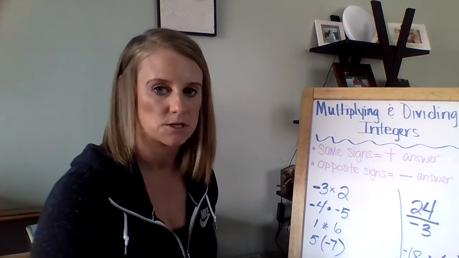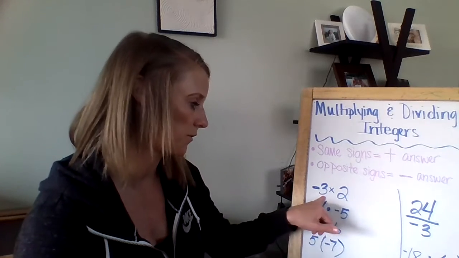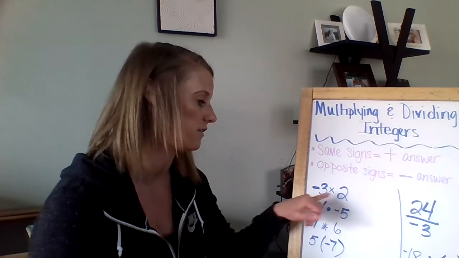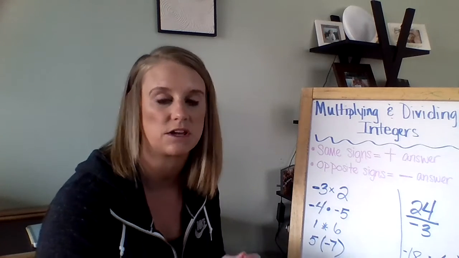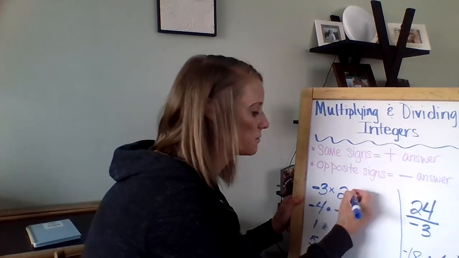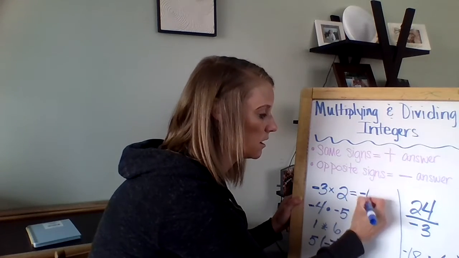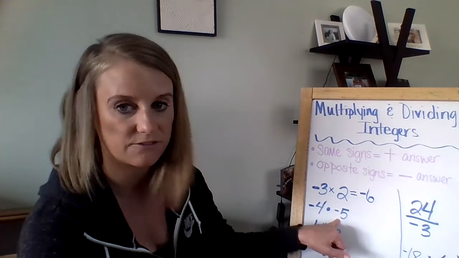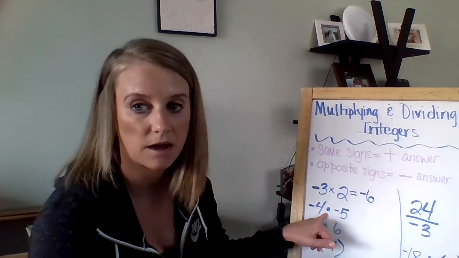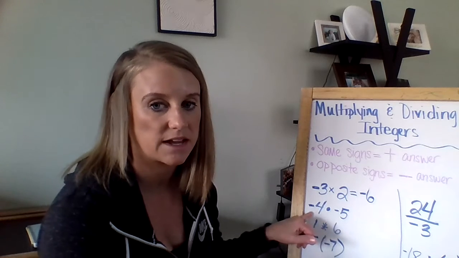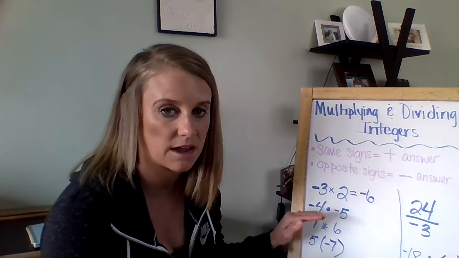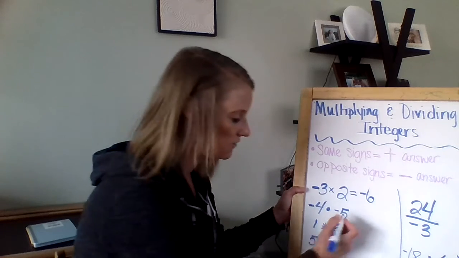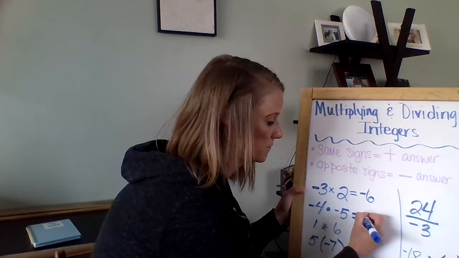So for our first problem, we have a negative 3 times 2. Those are both opposite signs. I have a negative and a positive, so my answer is going to be negative, and 3 times 2 is 6. So my answer equals a negative 6. Then I have negative 4 times a negative 5, because that dot also can mean to multiply. So a negative times a negative, they're the same sign, so that's going to be a positive answer. So negative 4 times negative 5 equals a positive 20.